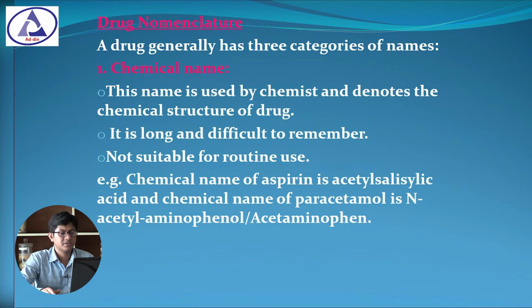Drug nomenclature. A drug generally has three categories of name. Number one, a chemical name. Number two, generic name, and number three, trade name or brand name.